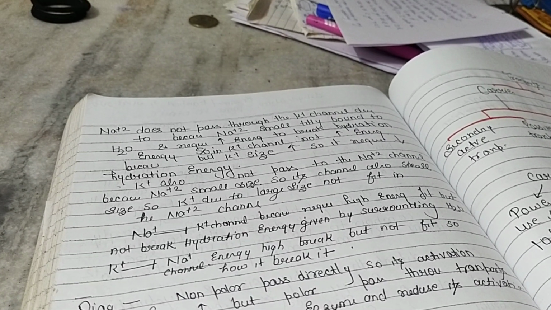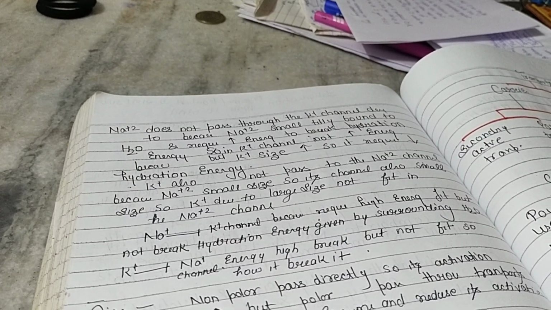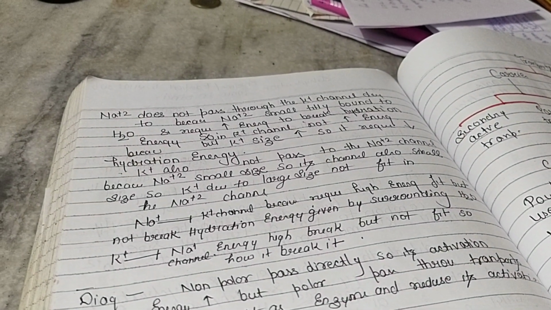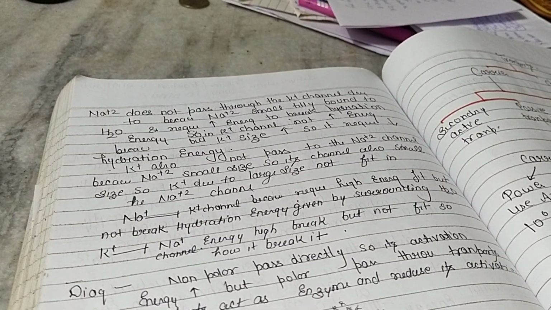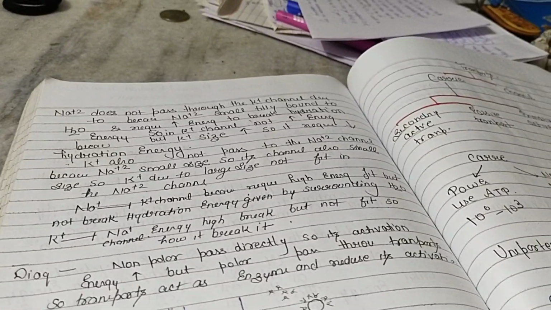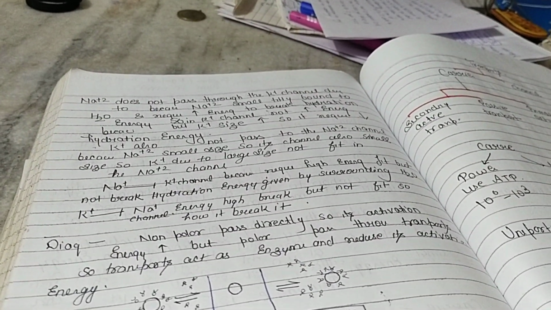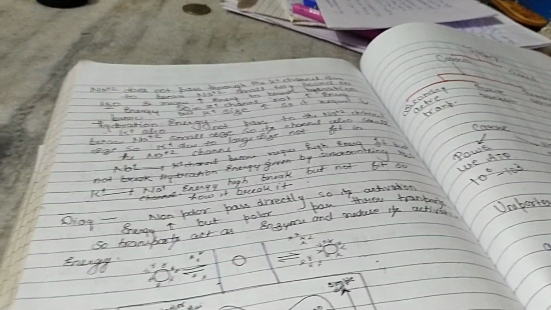That's why both ions do not fit in the other's pocket. Sodium in the potassium channel requires high energy to fit, but the hydration energy given by the surrounding water is not broken. Potassium in the sodium channel needs high energy to break its hydration shell, but it does not fit. Non-polar molecules pass directly, so the activation energy is high, but polar molecules pass through the transporter, so the transporter acts as an enzyme and reduces the activation energy.